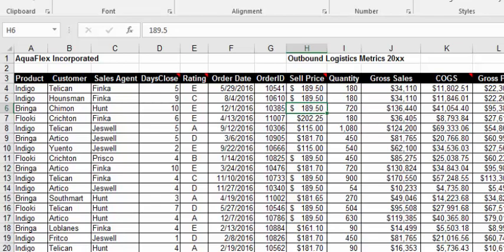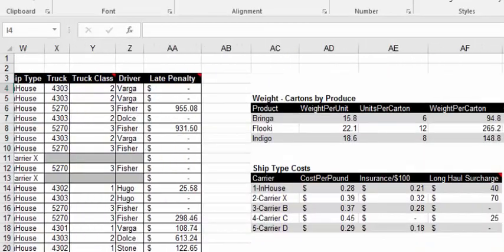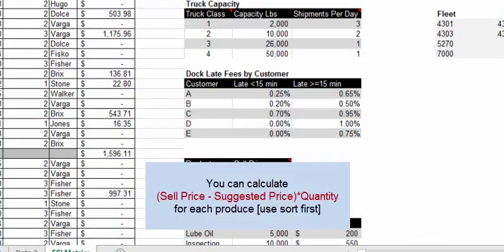Now, the way I would do this is I would add a new column right here, because each order is different. Now, there's another technique I'll show you later, but this is the best way to do it. So I'm going to call this column SD for surplus or discount. So when I calculate this and I add up all the numbers, the minuses, negatives will add up with the positives and give you a net amount. So let's have a look. And I'm just going to try to memorize this. Bringa is $143, Fluky is $156, and Indigo is $115.